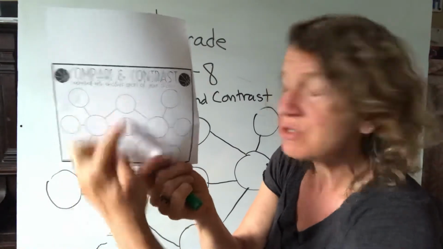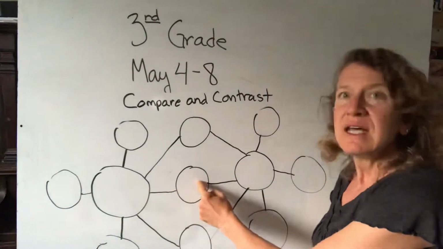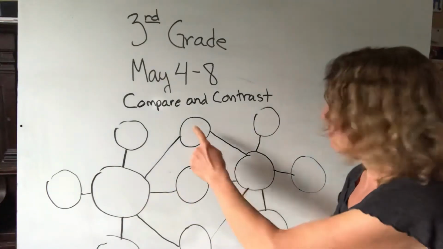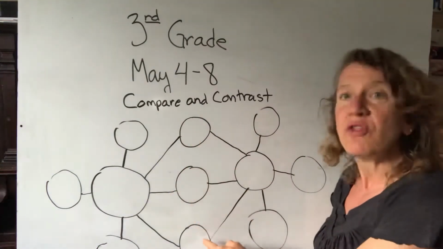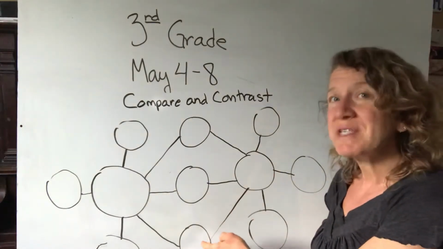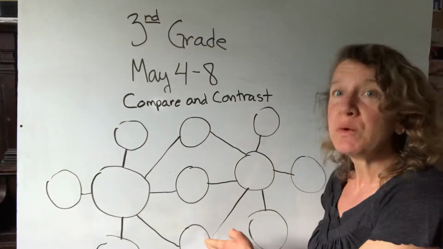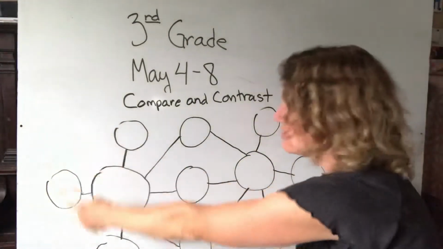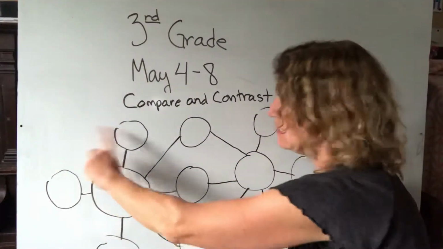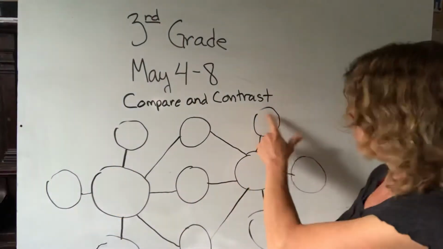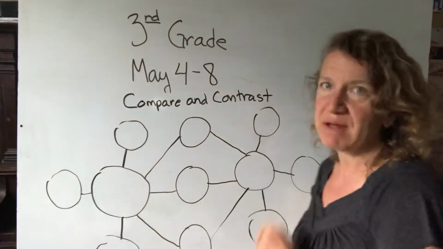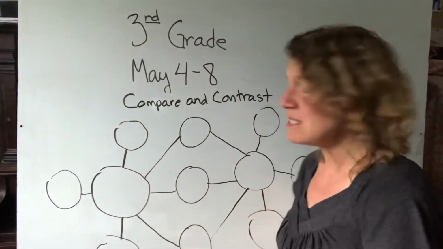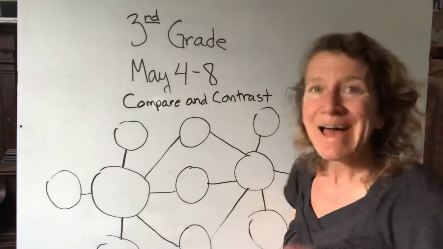Now these three circles in the middle, notice that they're connected to both of the sports. So these three in the middle are things that the sports have in common, that they both have. Now, they each have three circles on the outside that are only connected to one sport. So these are things that are different about them. Okay, let me do an example. Instead of using sports, let me do an example with cats and dogs.